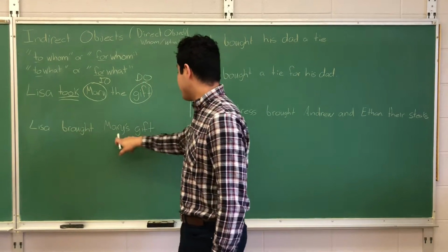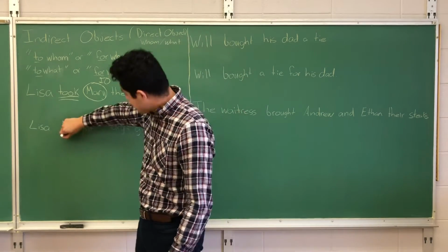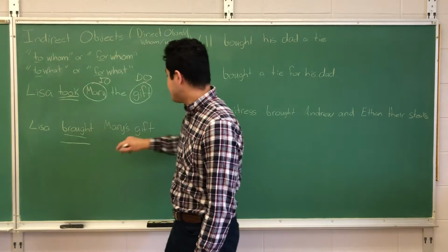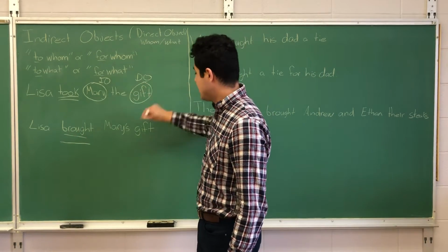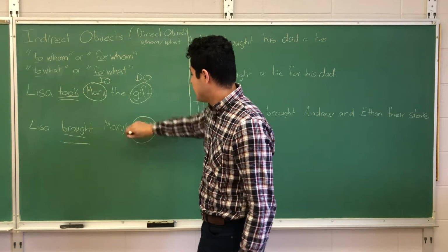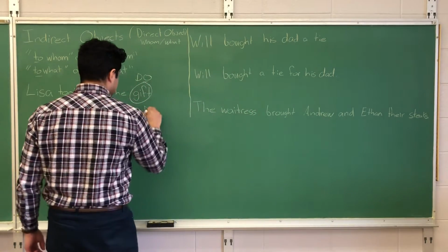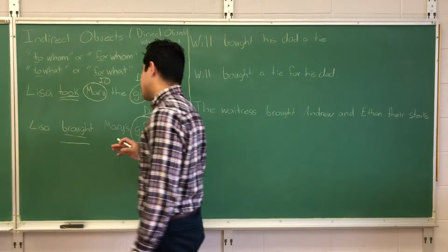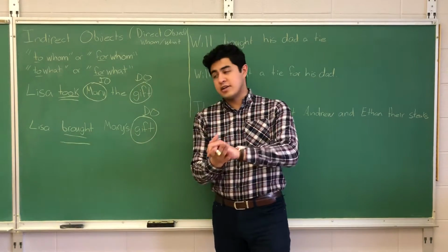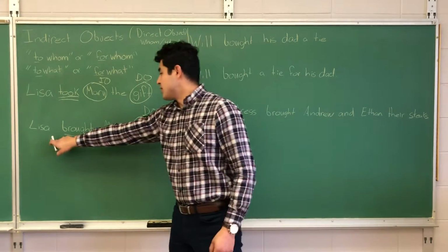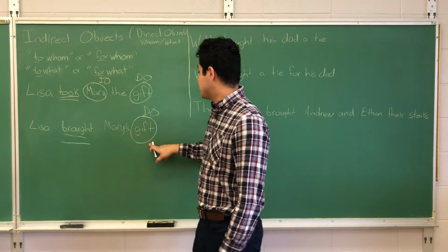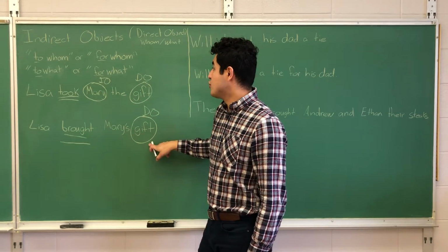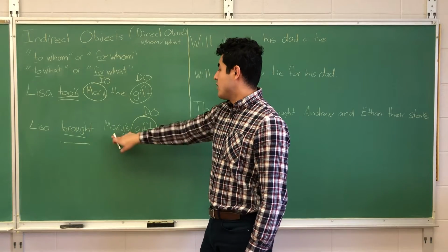Lisa brought Mary's gift. Lisa is the subject, brought the action verb. So Lisa brought what? Lisa brought gift. So we have a direct object, okay? Because we have a direct object, we can now look for an indirect object. So let's see. Lisa brought what? Brought gift. So to whom or for whom?